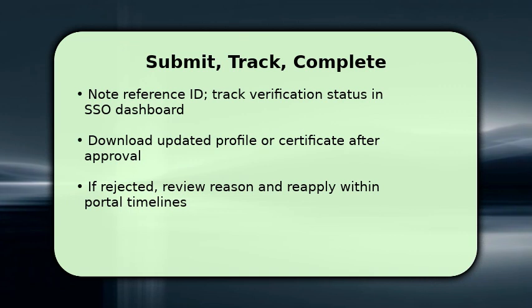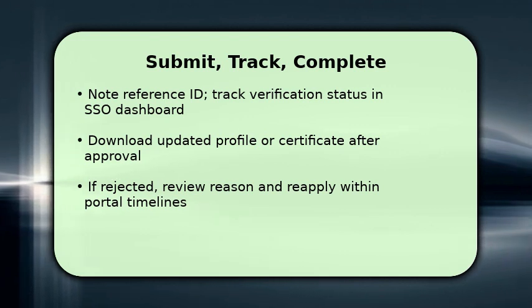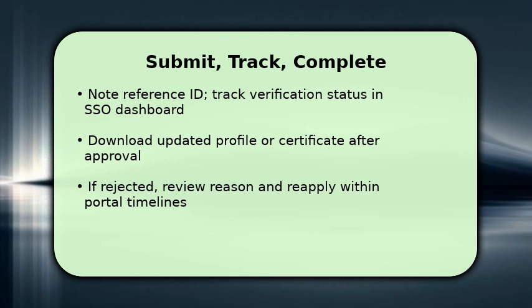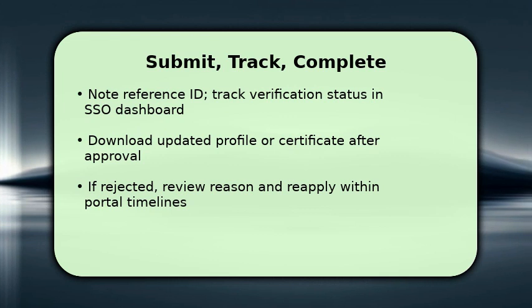If authorities request corrections, respond quickly with the requested documents. Troubleshooting tip: if the request is rejected for mismatched evidence, obtain a notarized affidavit matching the exact spelling, then resubmit. This single corrected document usually resolves most rejections and speeds approval.